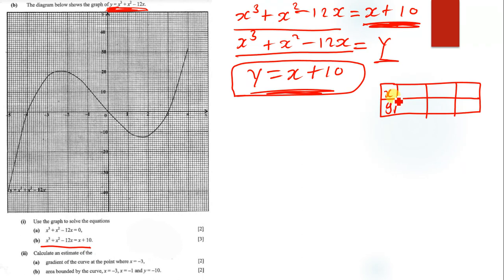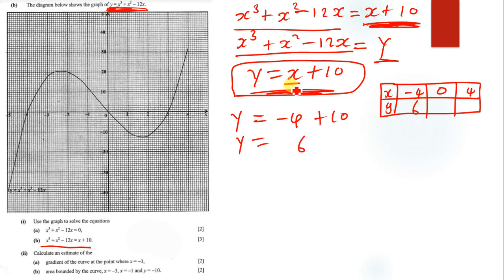I want something that will give me a number that will be reasonable. Let me get negative 4 this side, and then I'll get positive 4 this side. So what happens if I put negative 4 as x? I'm going to have the value of y as negative 4 plus 10, and this is going to give me 6. So I'm going to put 6 there.